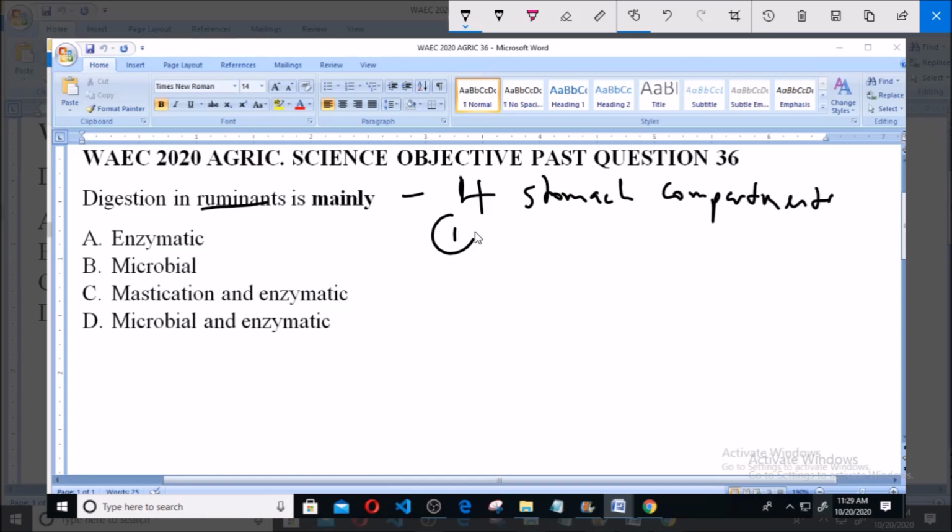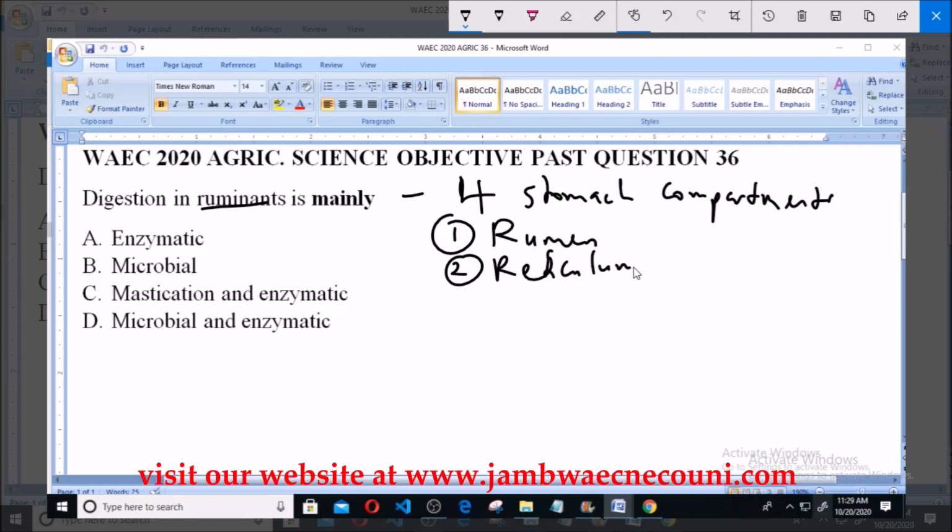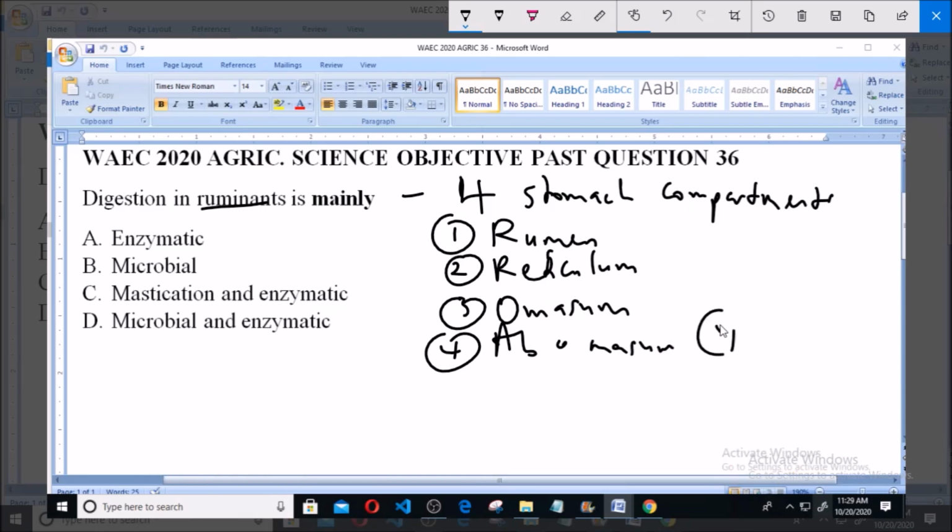And those 4 stomach chambers are namely, first the rumen, secondly the reticulum, thirdly the omasum, and the 4th chamber is known as the abomasum. Okay, and this is usually referred to as the true stomach. So these are the 4 stomach compartments, and each of them is known for various functions.